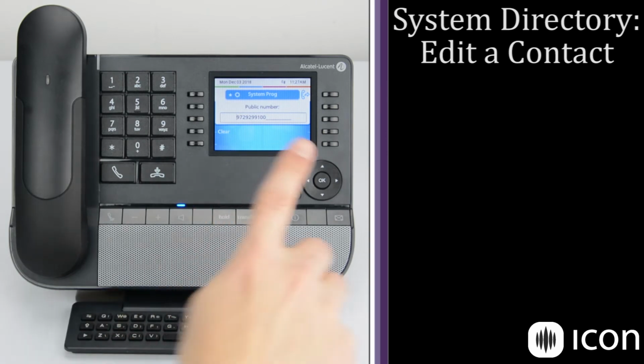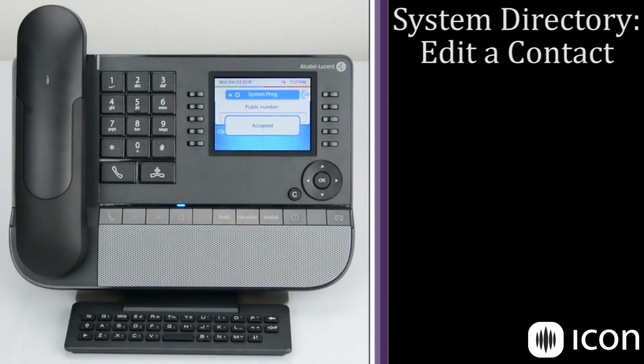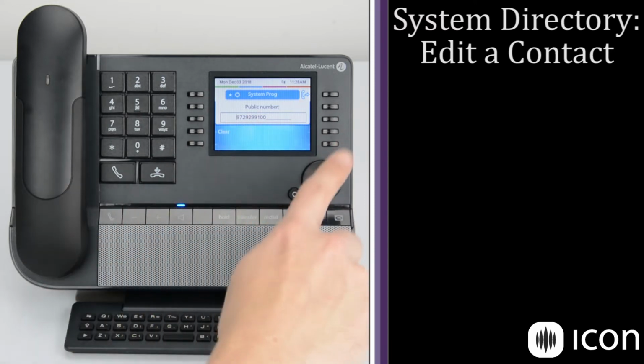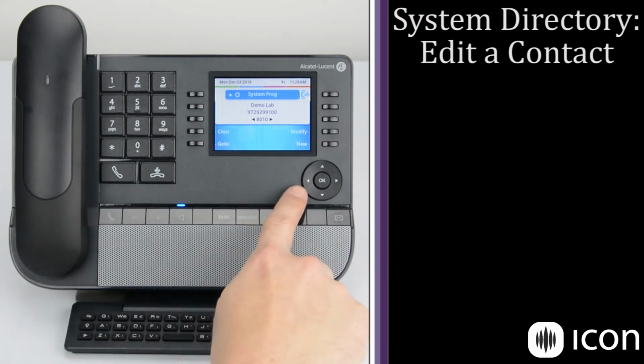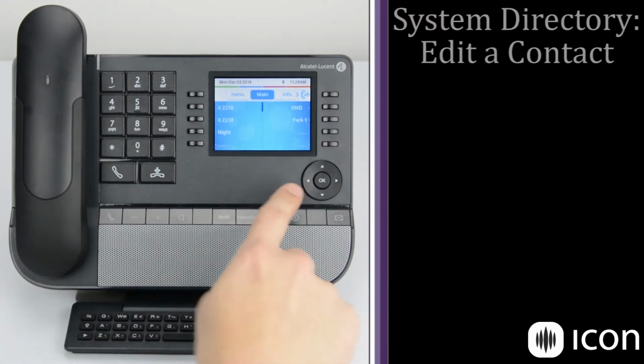Press OK. OK again to accept. If the number needs to be changed, it can be done so on this screen. If no changes are needed, press OK, and the change will be accepted. We can now see that the Demo Studio speed dial number is now Demo Lab. Cancel out to the main menu.